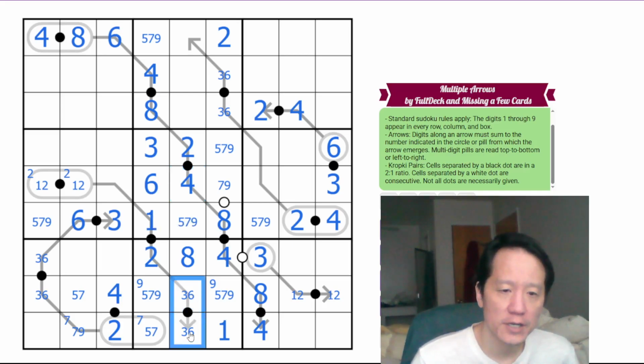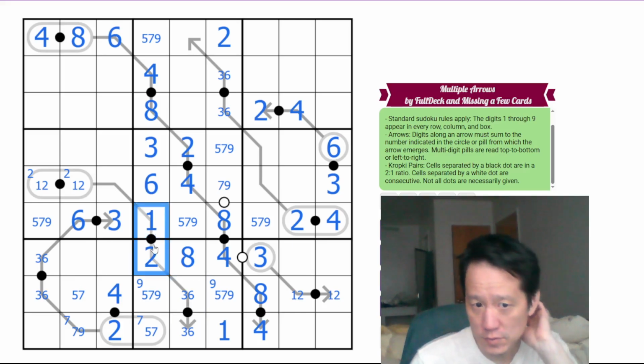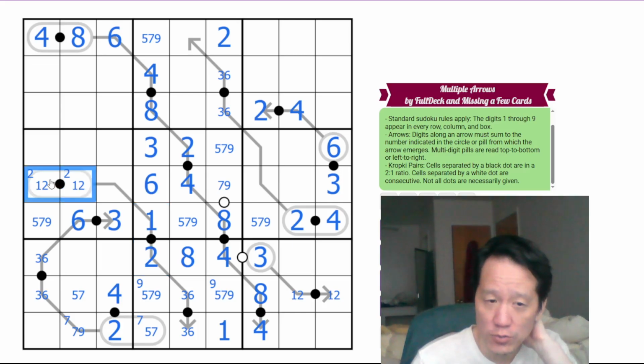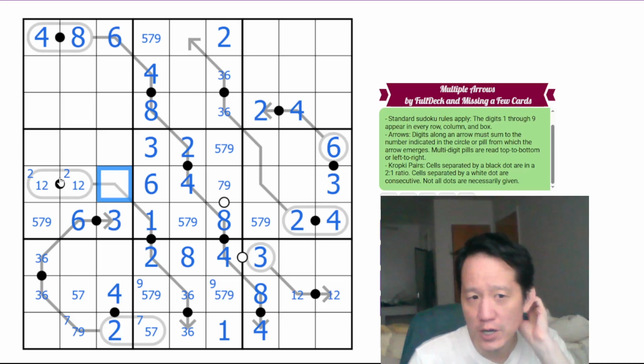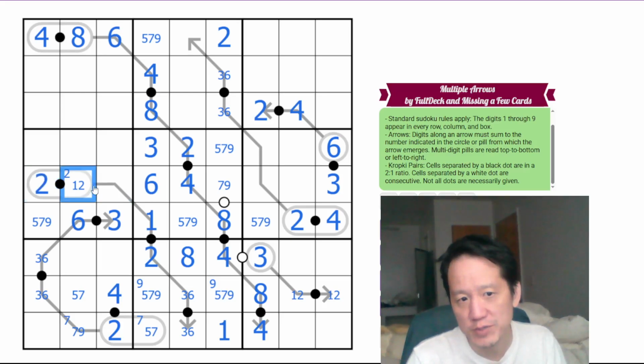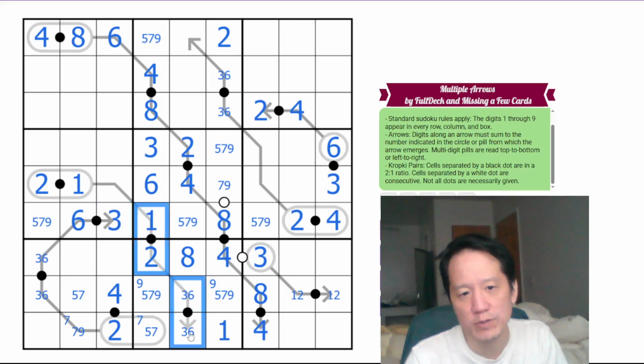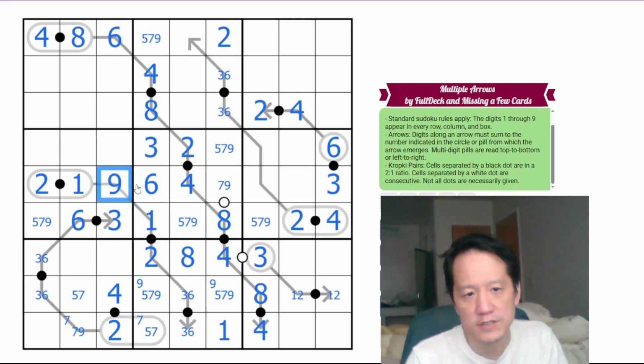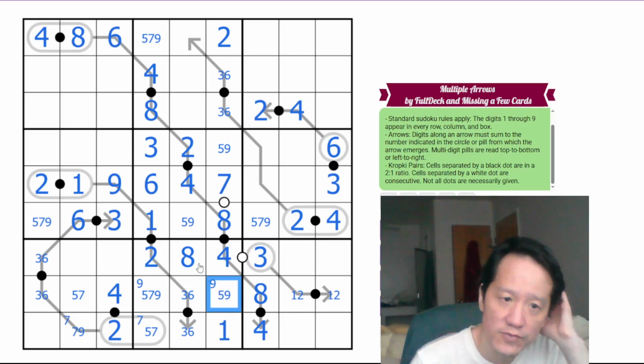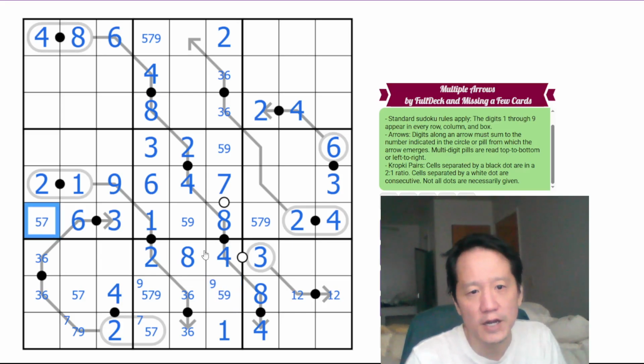This is already 9 plus 1 and 2. That's 12. So this is already 12 in this arrow, not including this digit. So that means this is 21, which makes this 21 minus 12, which is 9. This 9 means this can't be 9, so this is 7, which means this can't be 7, this can't be 7, and this can't be 7. This can no longer be 9 here.